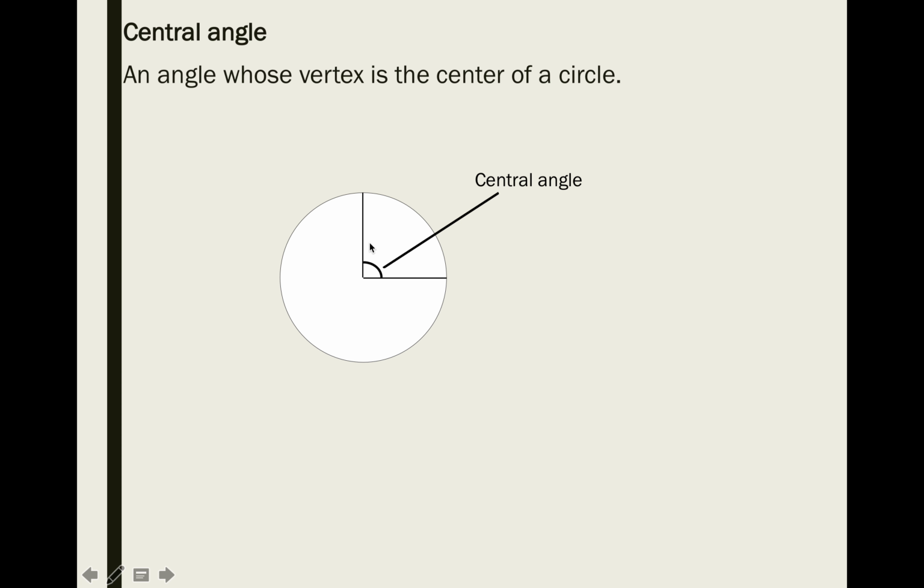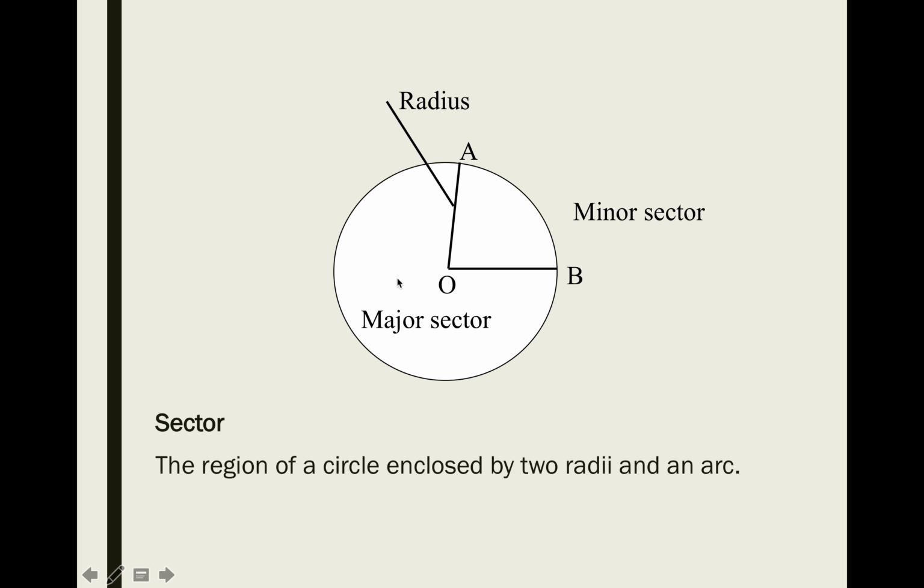A central angle is an angle whose vertex is the center of a circle. So here's the center of the circle, here's my angle, the central angle. A sector is a region of a circle enclosed by two radii and an arc. So here's my arc, here's my radii. Radius is for one, radii is for multiple. A minor sector, just like the minor arc, is the same thing. A major sector is this part right here.